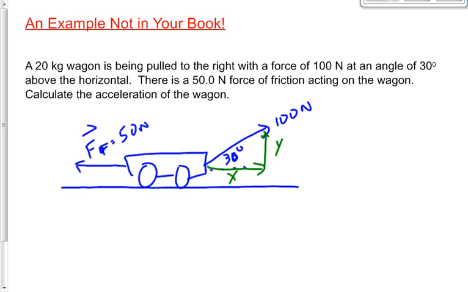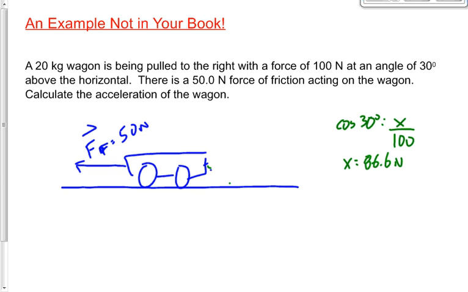Let's find the x component. Let's say cosine 30 degrees is equal to the x component over the hypotenuse, which is 100 newtons. The x component ends up being 86.6 newtons. So what we're effectively going to do is replace that 100 newtons with a force to the right that's 86.6 newtons. Do you see what I've just done? I've got an X, I've got a Y. I didn't really care about my Y because it's not moving up or down. I cared about my X because it's moving left or right. So I turn it into a pretty straightforward problem.